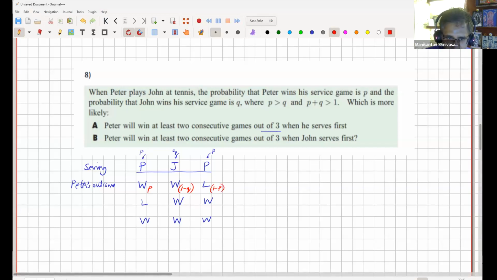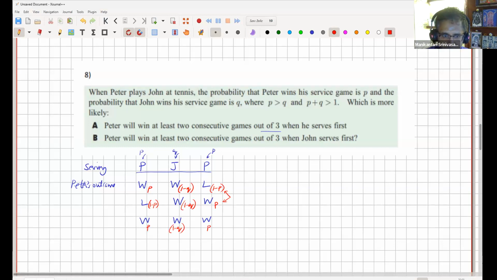Very similarly, here it's 1 minus P for him to lose his own serve. It's 1 minus Q for him to win John's serve. And then for his own serve, it's P. So these 2 values are same. Literally, these 2 are same. The product is the same, right? And then this, he wins here with P, he wins here with P, and then he wins here with 1 minus Q.